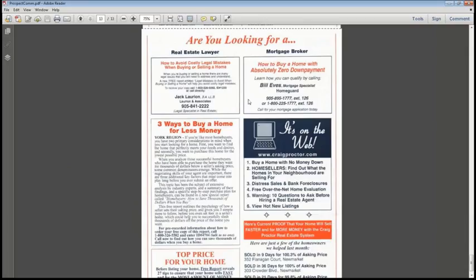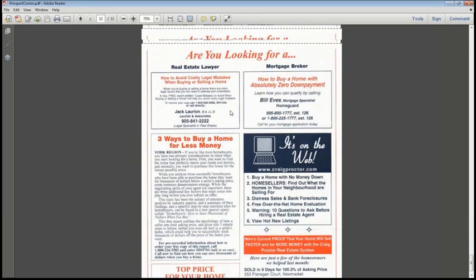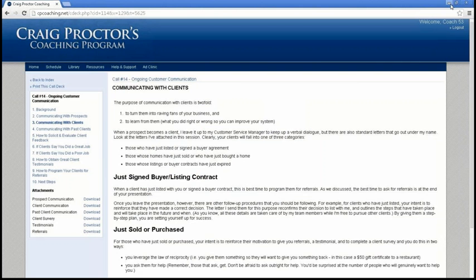Okay, go to page 13. At the top of page 13, it says real estate lawyer. How to avoid costly legal mistakes when buying or selling a home. Notice that this is being offered by my real estate attorney, Jack Lorian. Now, if you don't have real estate attorneys close those transactions, then you're going to use your title company as an advertiser. Look at the mortgage broker to the right of it. How to buy a home with absolutely zero down payment. Learn how you can qualify by calling Bill Eves, mortgage specialist, and his number.